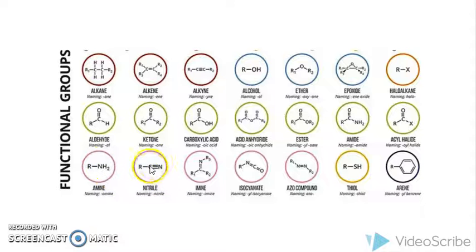In case of nitrile, we can detect the C triple bond N. In case of thiol, we can detect SH. In case of aromatic compound, we can detect CH double bond CH. In case of alcohol, we can detect OH. Likewise, you can detect different kinds of functional groups with the help of IR spectroscopy.